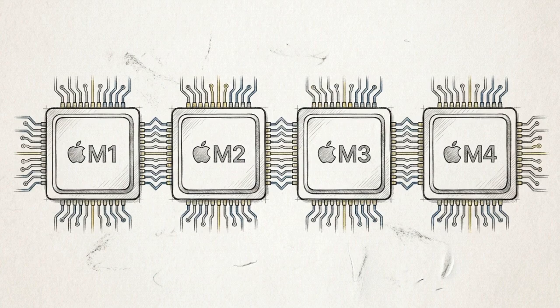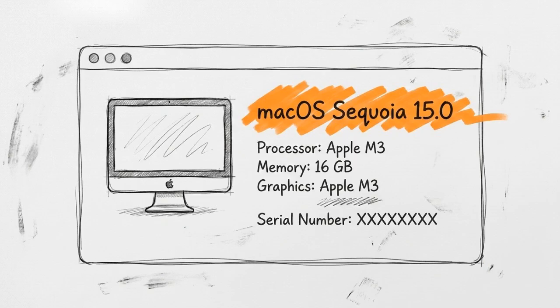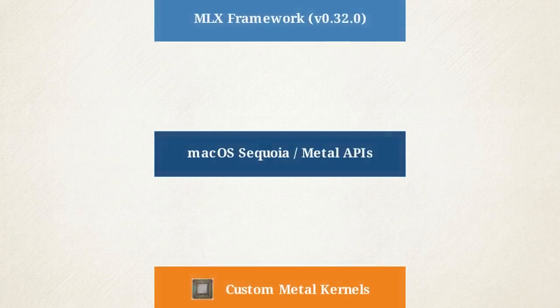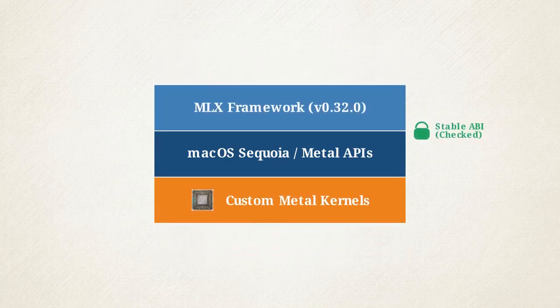Omlx exclusively supports Apple Silicon processors, encompassing the M1 through M4 generations. This system properties layout illustrates the equally strict software requirement. Your host machine must run macOS Sequoia 15.0 or newer. The underlying MLX framework leverages modern Metal APIs that are only available in Sequoia.